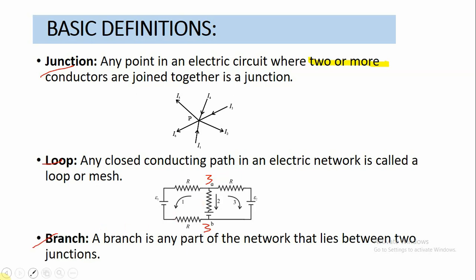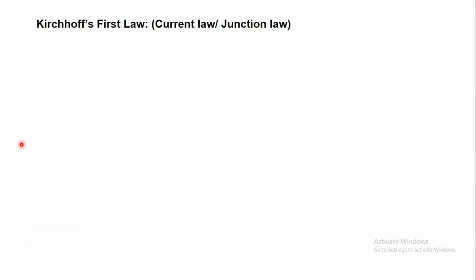Now we will move ahead to study the first law of Kirchhoff, which is called the junction law or current law. Why it is called the current law or junction law, we will see. Now you again see the same figure. Here 6 wires are joined together at point P. Now my point P is what? Junction. So you see the direction of currents. I1 is moving towards the junction, I2 is moving away from the junction, I3 is moving towards the junction, I4 is moving towards the junction, I5 is moving away from the junction, I6 is moving away from the junction.